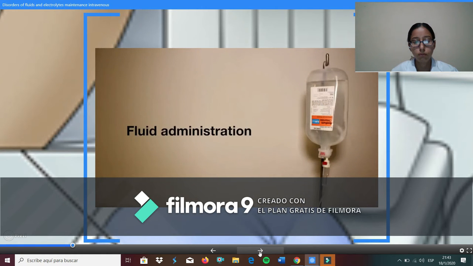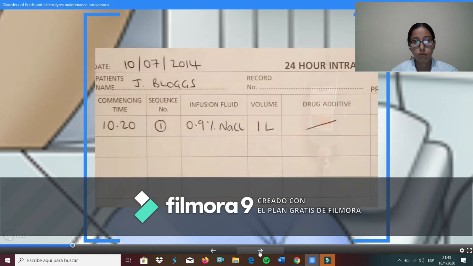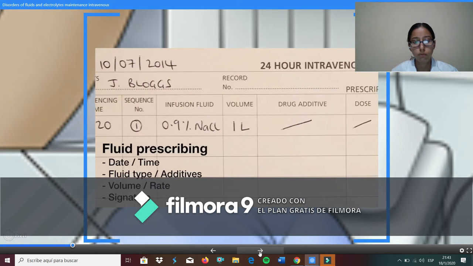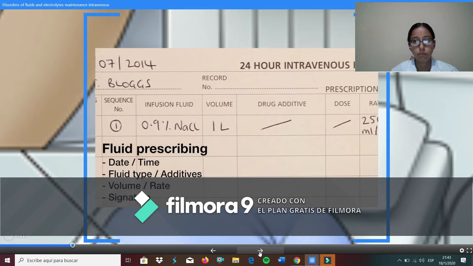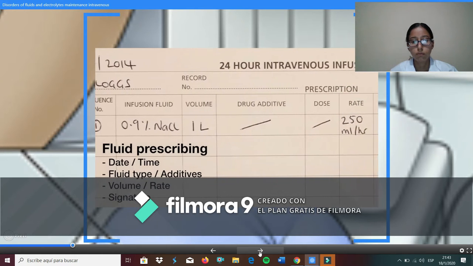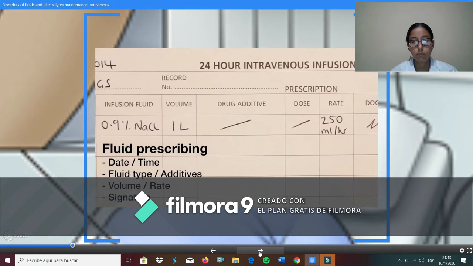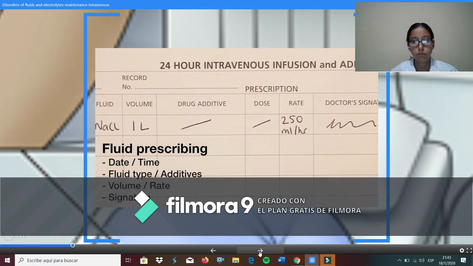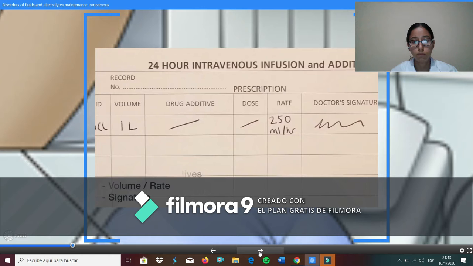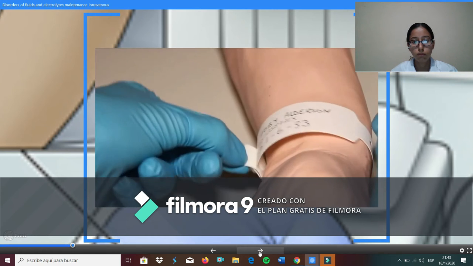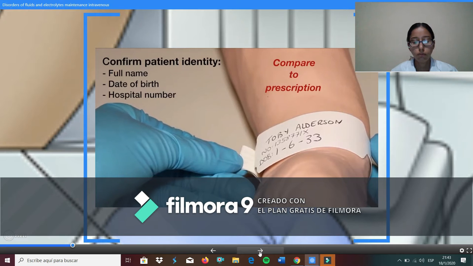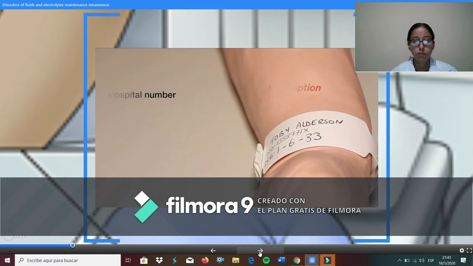We will now describe the practicalities of administering intravenous fluids. Fluids need to be prescribed on fluid charts. The date, fluid type, any additives, and the rate must be specified, and the prescription must be signed. Often the nursing staff will take care of fluid administration, but knowledge of the process is important in case you need to do it yourself. First, confirm your patient's identity, including name, date of birth and hospital number, ensuring they match the prescription.